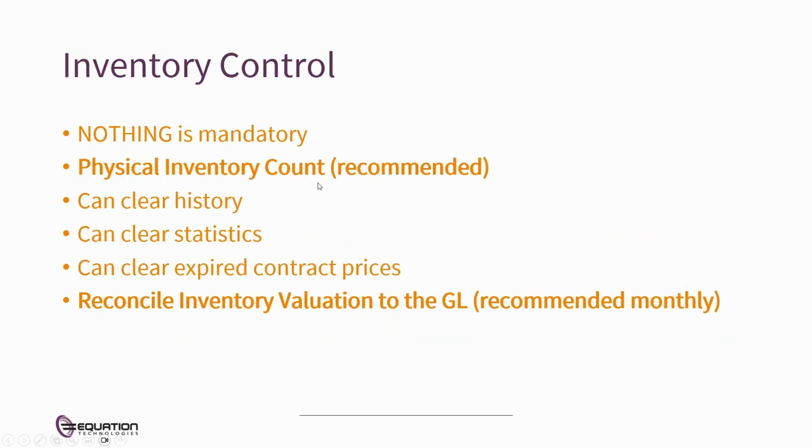Inventory control. Again, nothing is mandatory. Highly recommend that you do go through the physical inventory count procedures. If you need to, you can refer to our webinar on how to use physical inventory if you're not familiar with that. You can clear out history and some older things. And again, it's good to reconcile your inventory to the general ledger. I do recommend that monthly, but just making sure that, hey, things tie out between the subledger and the general ledger.